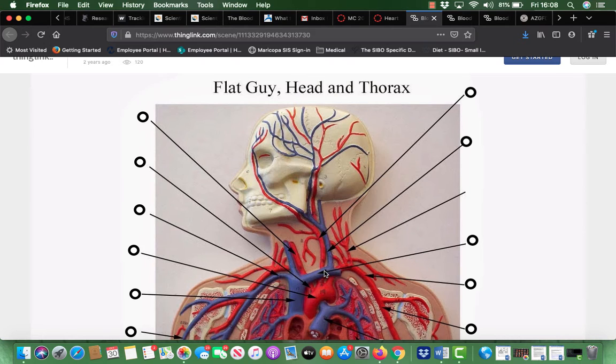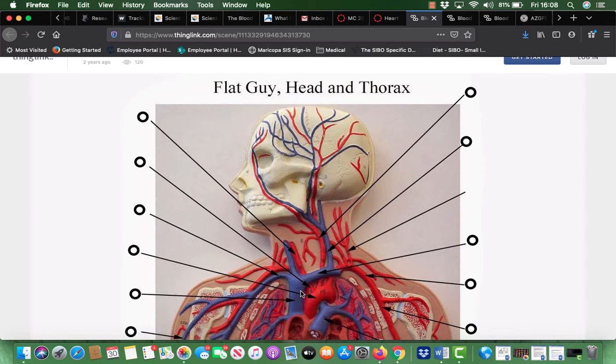But now the nice part is that that left brachiocephalic vein is going to branch into your internal jugular, right? So here's your left internal jugular vein and into your left subclavian vein. Okay, so it's just mirroring those.